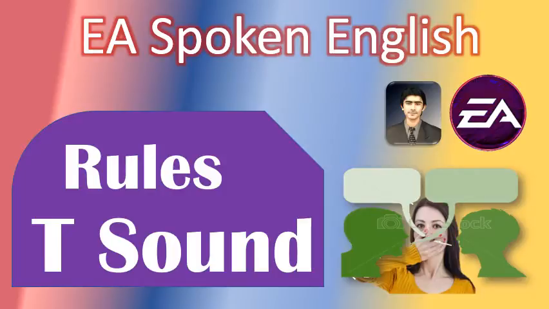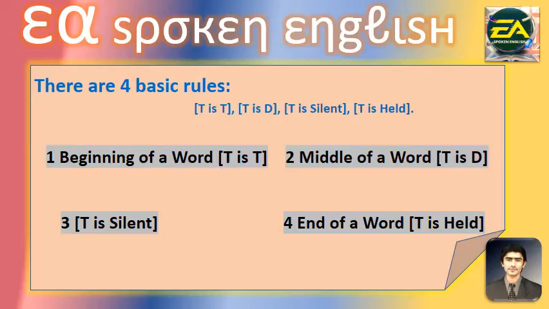Today I have a very important lecture for you that is all about pronunciation. In pronunciation we have some rules and tips for mastering the T sound according to American English. Myself Imran Ali Roy. Today I'm going to tell you four basic rules for the pronunciation of the T sound: T as T, T as D, T as silent, and also the T as held. Let's have a go.